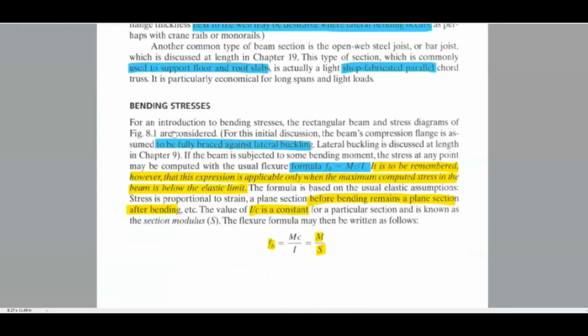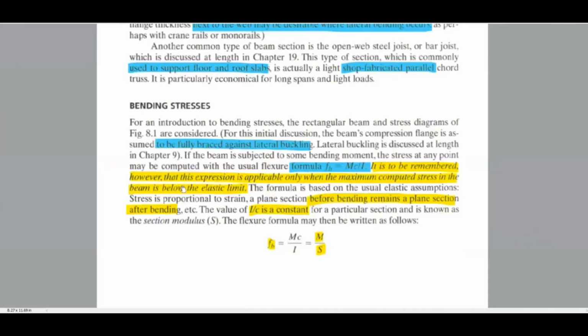Bending stress. For an introduction to the bending stress, the rectangular beam and stress diagrams are considered. For the initial discussion, the beam's compression flange is assumed to be fully braced against lateral buckling. Lateral buckling is discussed in other chapters that we will see. If the beam is subjected to some bending moment, the stress at any point may be computed with the usual flexure formula, fb = Mc/I.